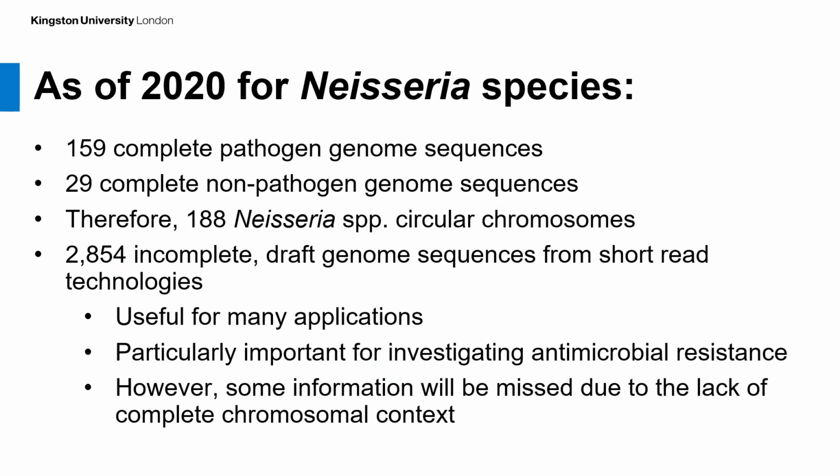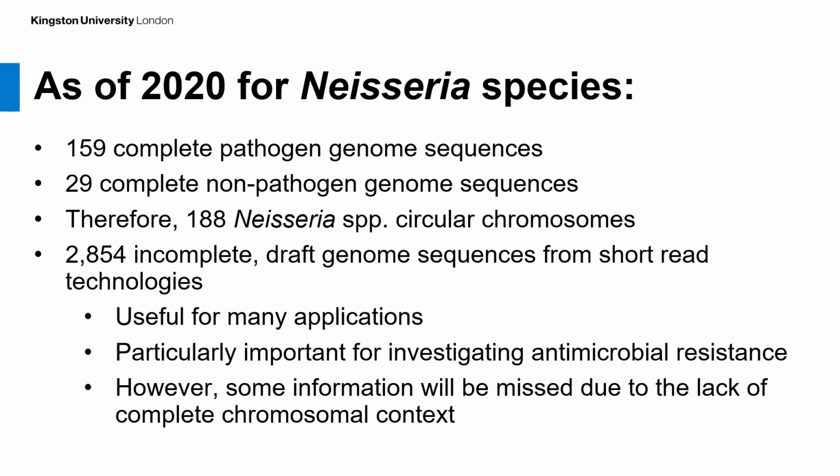But of course, most of the genome sequences that we're looking at aren't complete circular chromosomes. As of 2020, for the Neisseria species, there are 159 complete pathogen genome sequences and only 29 complete non-pathogen genome sequences. So therefore, there's 188 Neisseria species circular chromosomes. So far more than when we did our analysis, and there were only 3 gonococcal genome sequences that were complete circles. But in contrast, there's 2,854 incomplete draft genome sequences as a result of short read technologies.